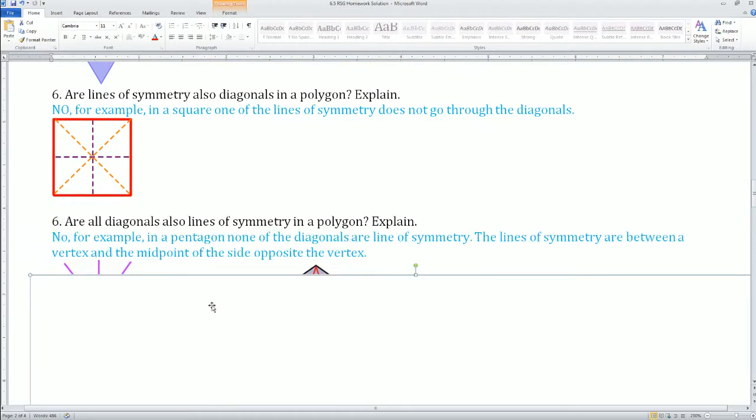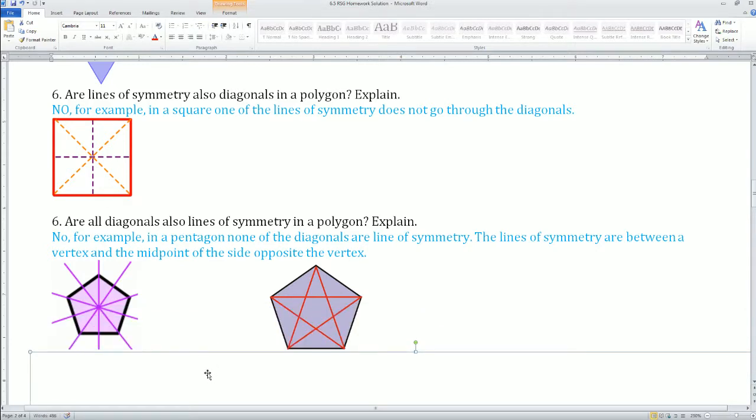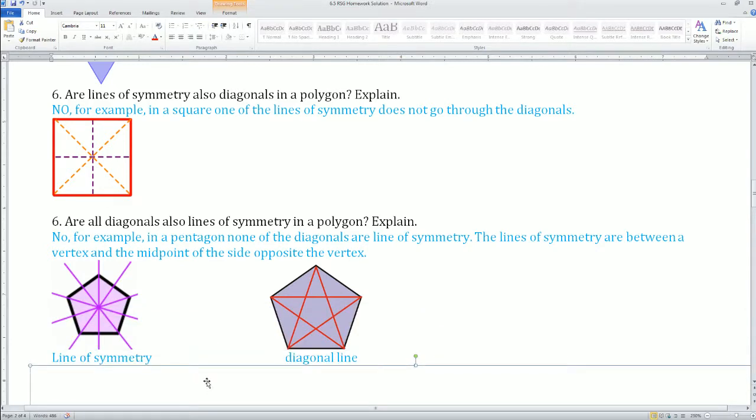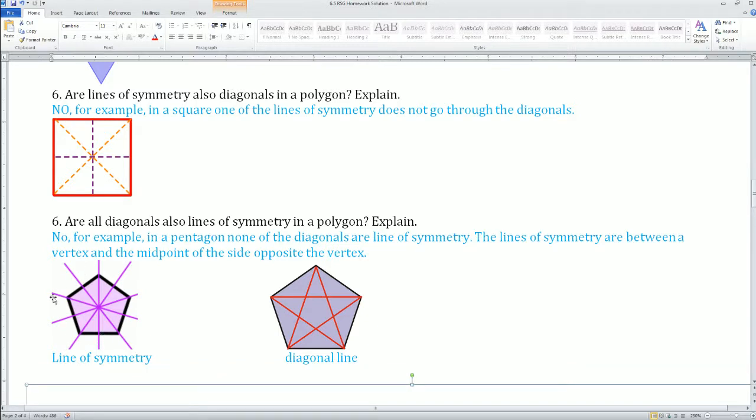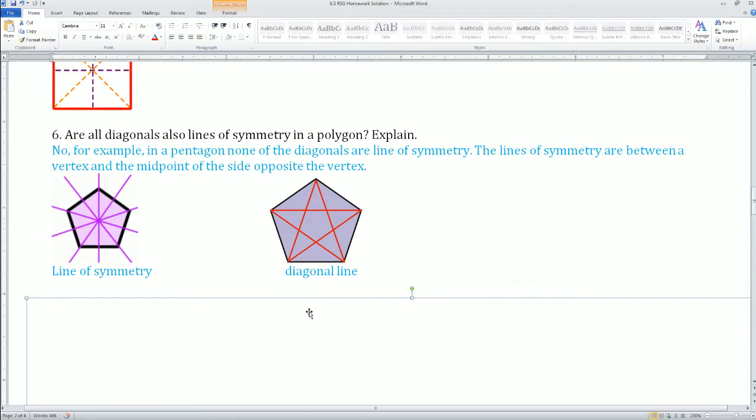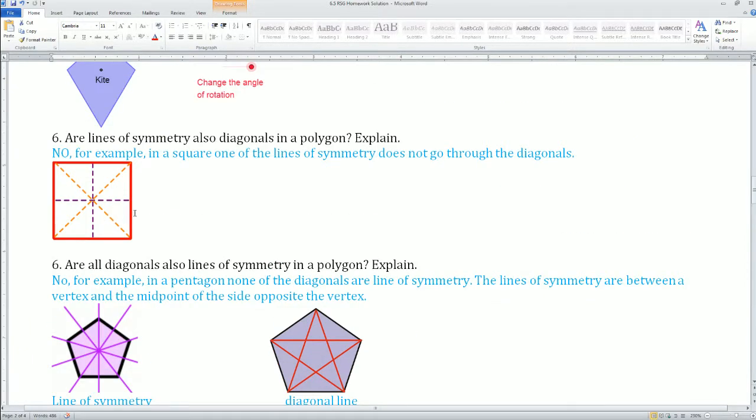Okay, and another 6. Are all diagonals also lines of symmetry in a polygon? Okay, here I have the lines of symmetry, and these are the diagonals for a pentagon. So this pentagon, we would say that the diagonals are not the lines of symmetry. Here it's 1, 2, 3, 4, 5. Right, people think this also has 5 diagonal lines, which is true, but they're not the same values. So not all lines of symmetry are also the diagonals. Okay, here this is just a special case.